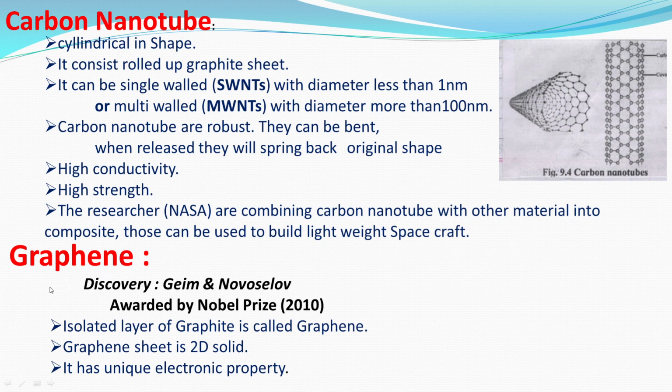And the last allotrope of carbon is graphene. Graphene was discovered by Geim and Novoselov, who were awarded the Nobel Prize in 2010. An isolated layer of graphite is called graphene. A graphene sheet is a two-dimensional solid, and graphene has unique electronic properties.